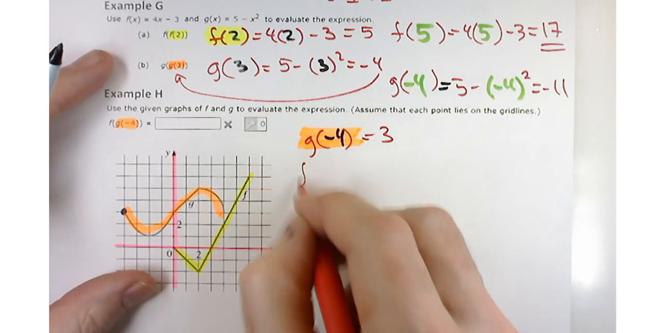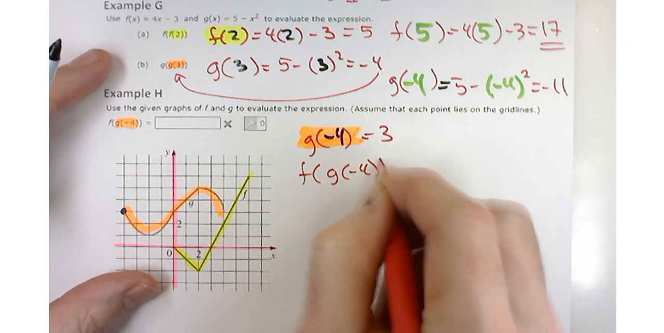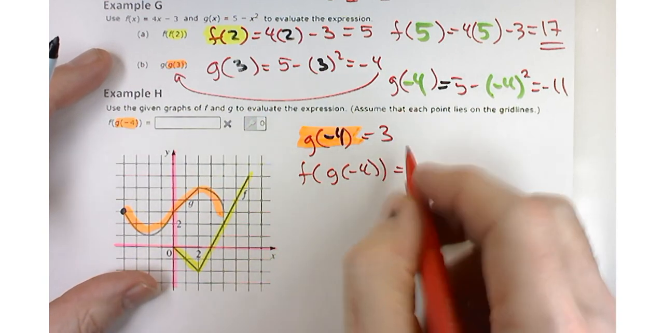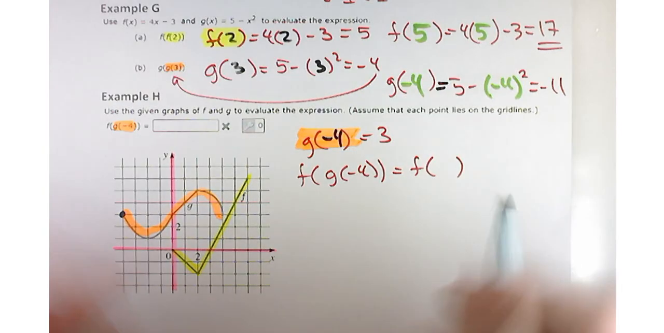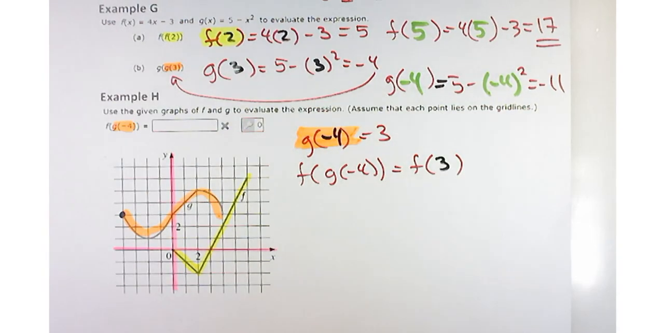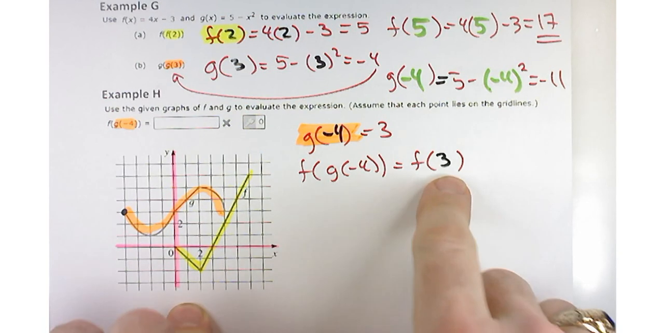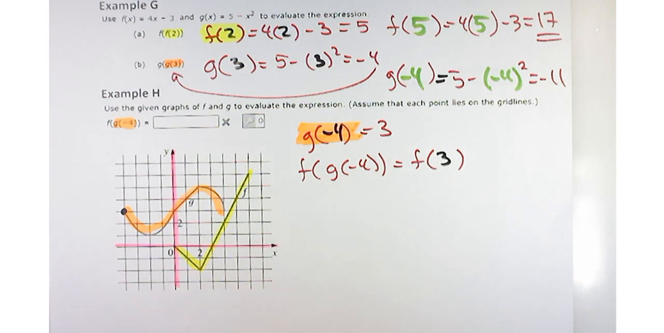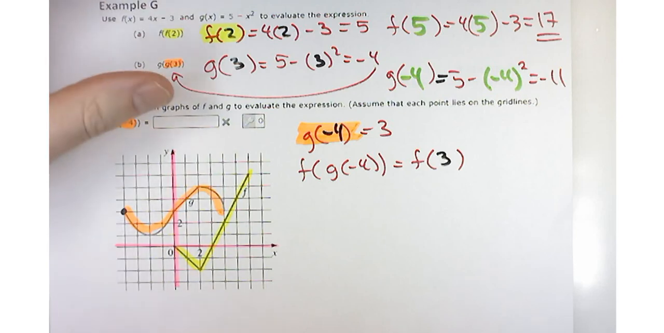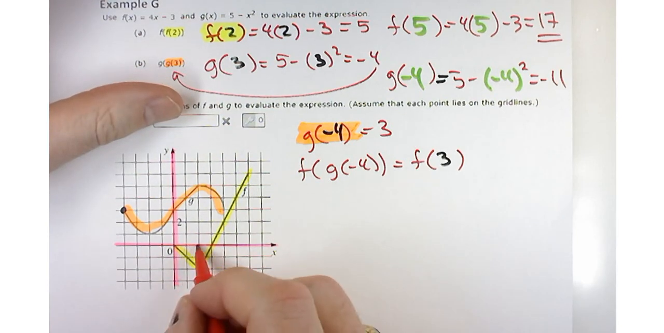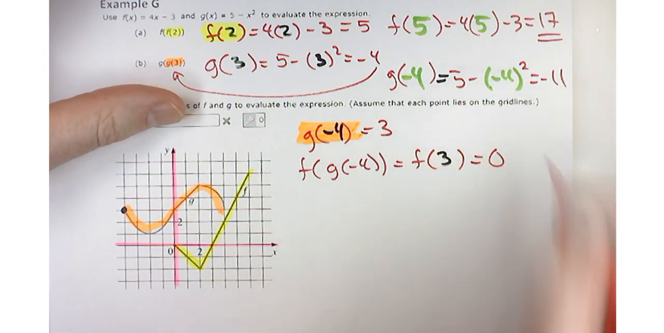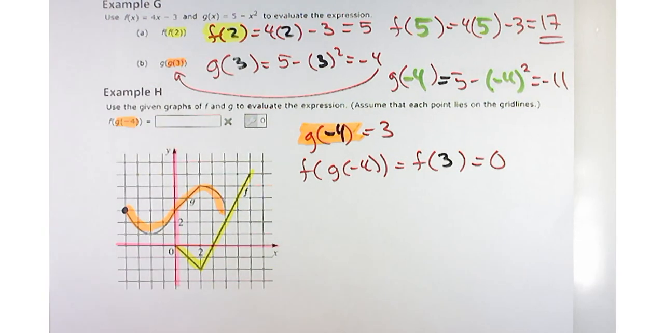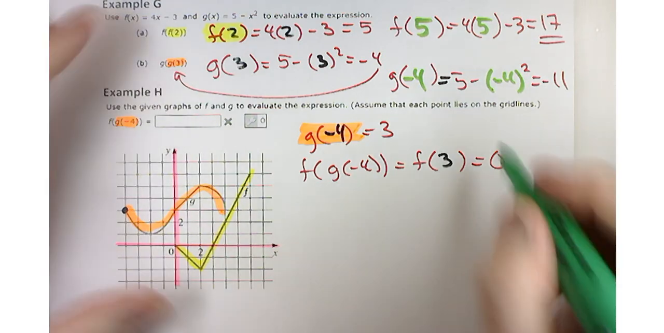So now I've got f of g of negative 4. But we know that g of negative 4 is 3. So now I want to work on f of 3. Thank you, Brandon. Annie, thanks for volunteering. What's f of 3 going to look like for us? What value am I going to get there? Let's see. 1, 2, 3. Perfect. Looks like a 0. Nice. And that's it. You're done.